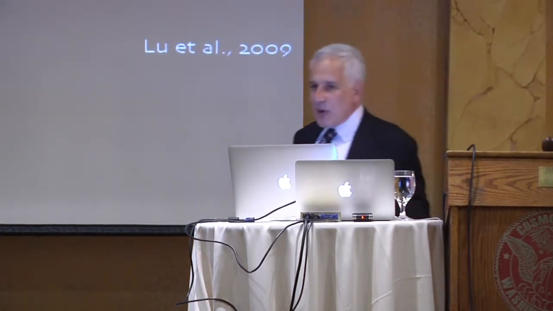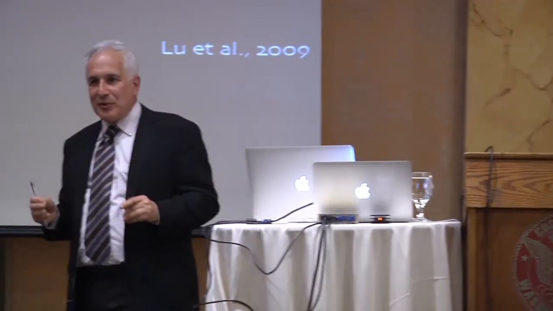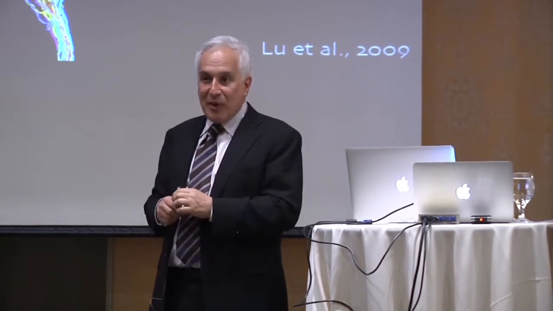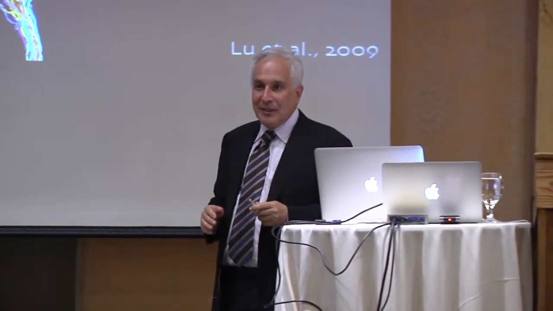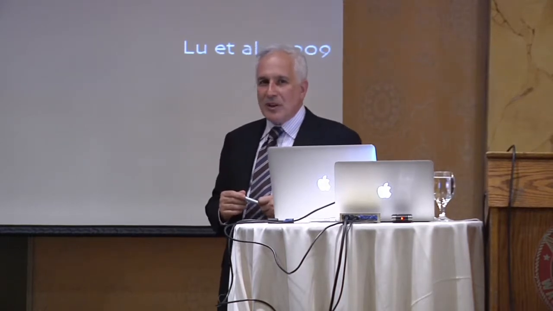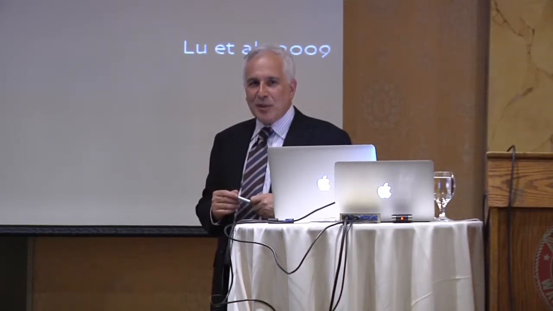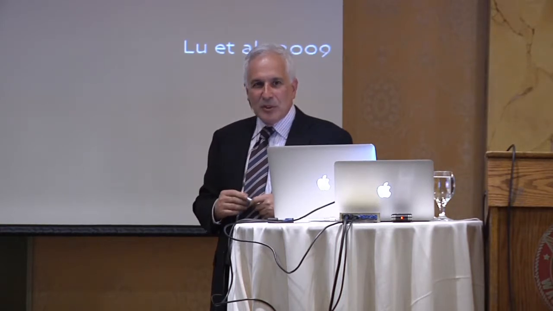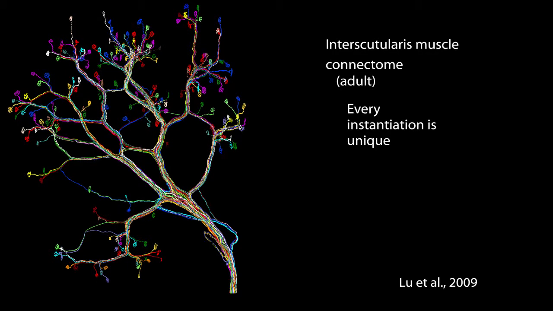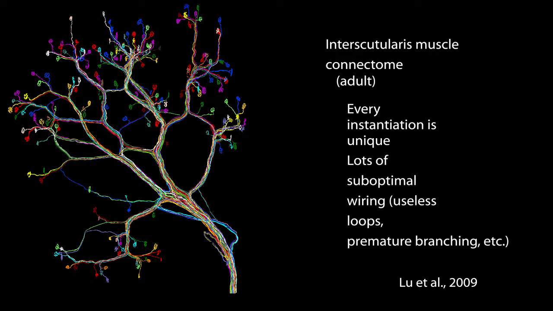Every instantiation of this wiring diagram in every single animal was different. Every left was different from every right, and every left was different from every left in every other animal. Every one looked different. You don't find that in insects, which have been around a long time and have kind of a genetic program to build their wiring diagram. You look at a mouse, every one of these is unique. So everyone's unique, but the bad news is it's not even that good. There's lots of things that are suboptimal. Useless loops, premature branching.